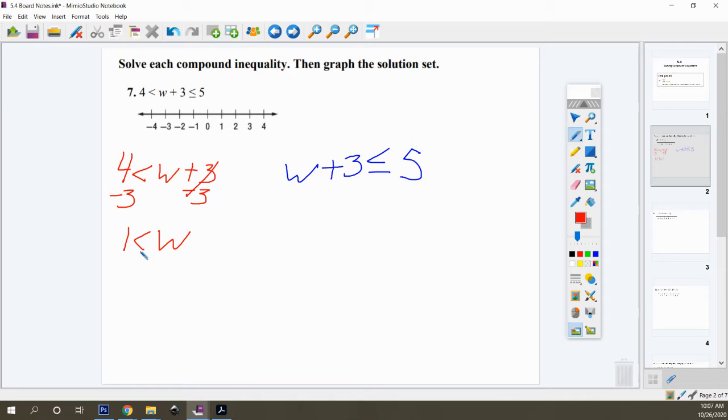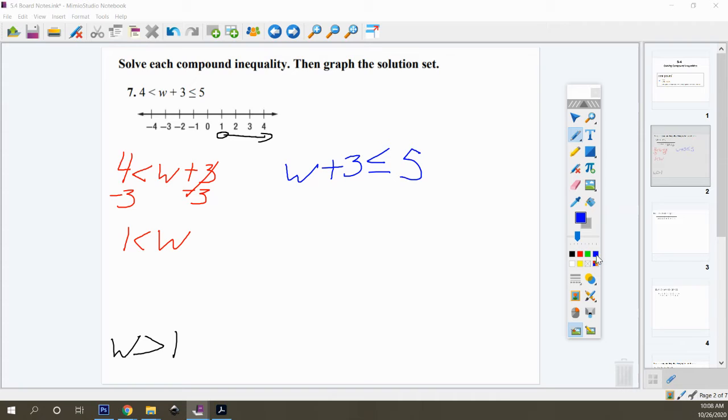But I also want to graph this, and since it's easier to graph if it's flipped, I'm going to go ahead and flip it. If I flip it, the W goes on the left. I change my symbol to greater than because we flipped it. I'm not actually going to put it on the graph because we're going to have to do something else with it. So I'm going to do W greater than 1. Since there's no little equal to bar, it's going to be an empty circle at 1, and it's going to be greater than, so it goes to the right.